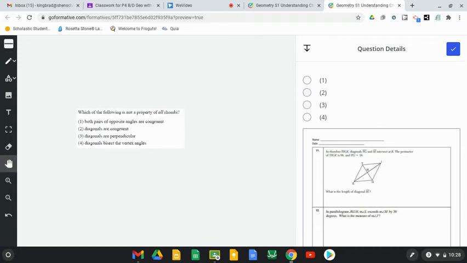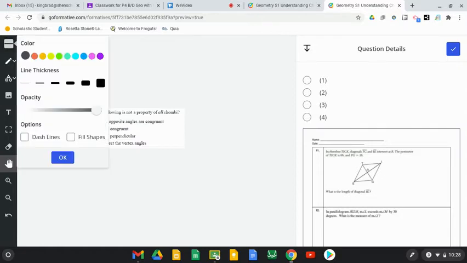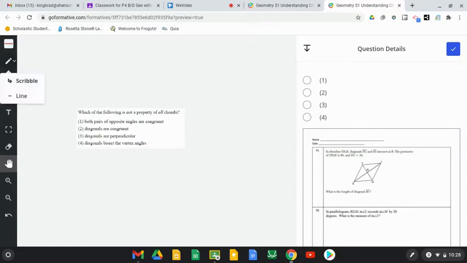Multiple choice. Which of the following is not a property of all rhombi? Rhombi is plural for rhombus. So this is basically just a property question. In a rhombus, is it true that both pairs of opposite angles are congruent? Yes, that is a true fact.